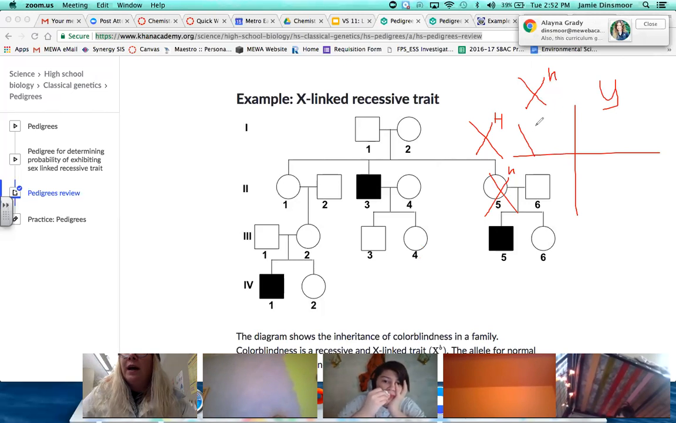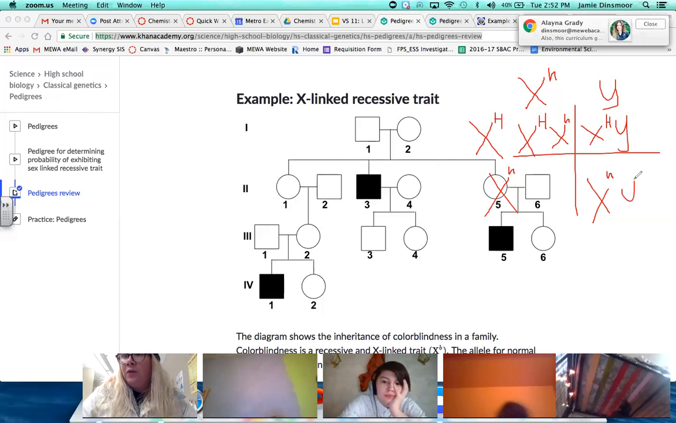So in this case, we would get an X big H, X little h. So we would get a woman who's a carrier. We would get X big H, Y. So we would get a male who doesn't have it. We would get X little h. So we would get a female who has hemophilia. And we would get X little h, Y. We would get a male that also has hemophilia. So their children would have a 50% chance of getting hemophilia, right? No matter which sex they are, they could get it.